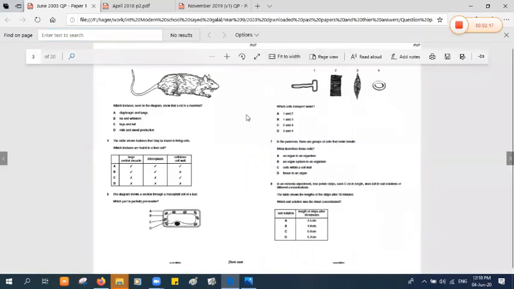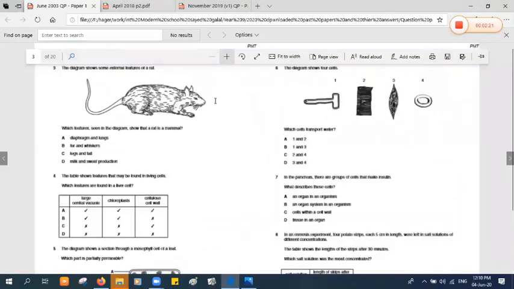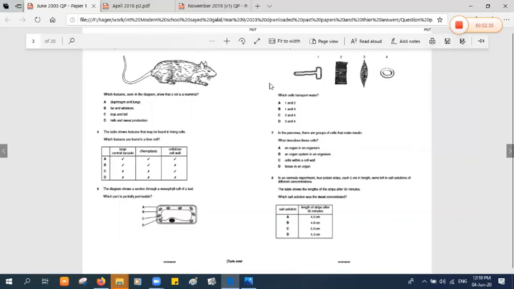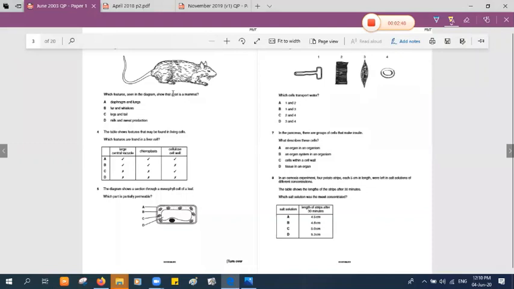Here, this question is easy too. The diagram shows some external features of a rat. Which feature seen in the diagram shows that a rat is a mammal? How do I know whether the rat is a mammal or not? Remember, the presence of what? B, of course, fur and whiskers.